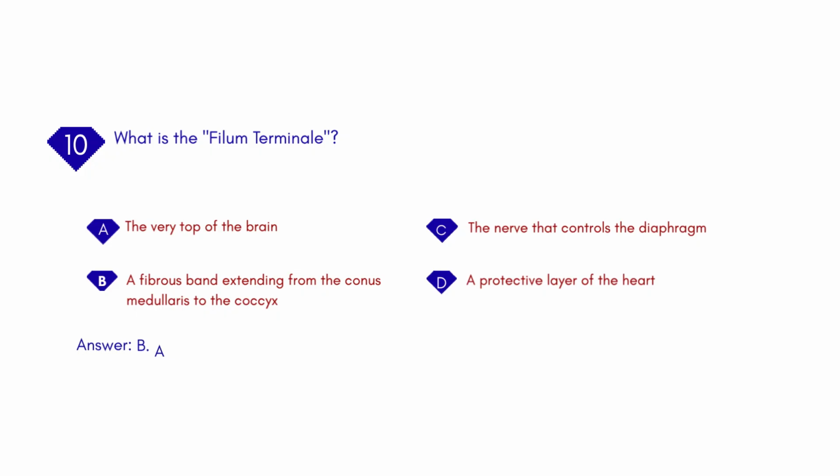What is the filum terminale? A. The very top of the brain. B. A fibrous band extending from the conus medullaris to the coccyx. C. The nerve that controls the diaphragm. D. A protective layer of the heart. Answer: B. A fibrous band extending from the conus medullaris to the coccyx.